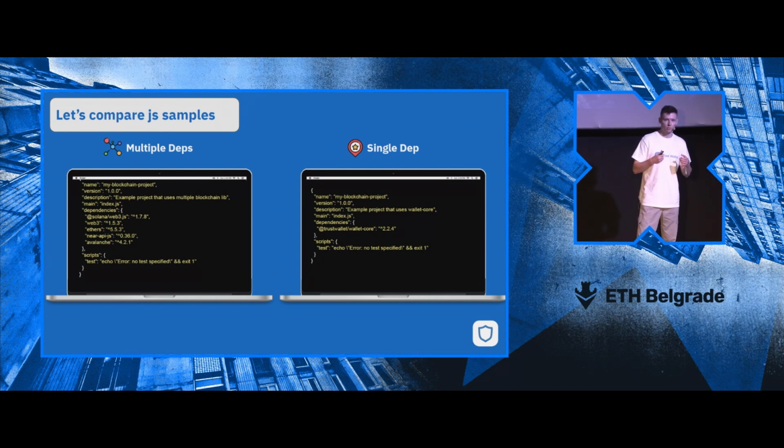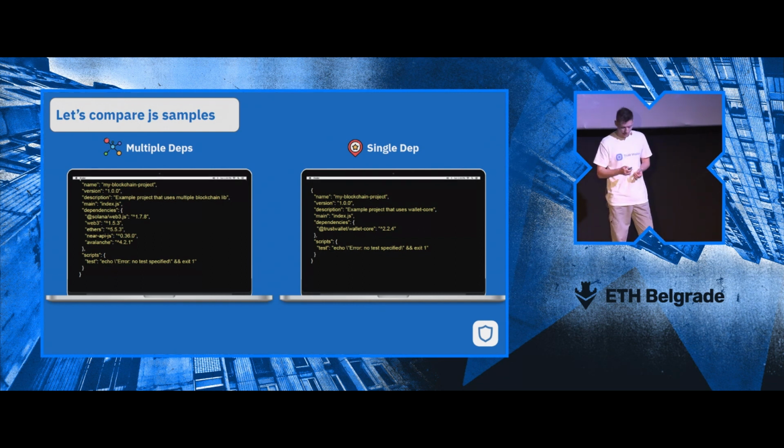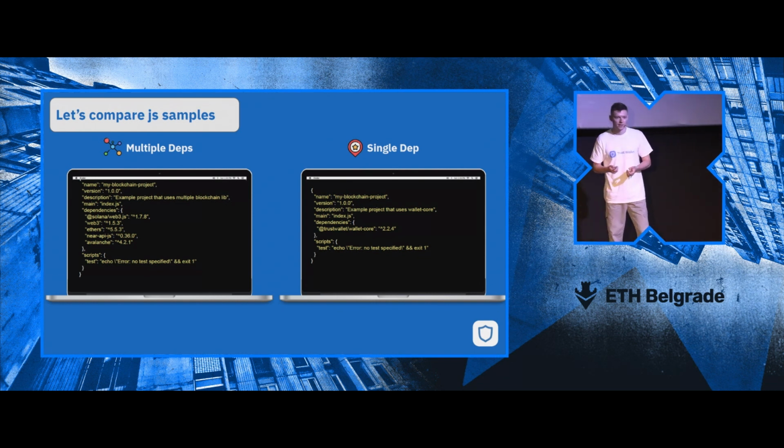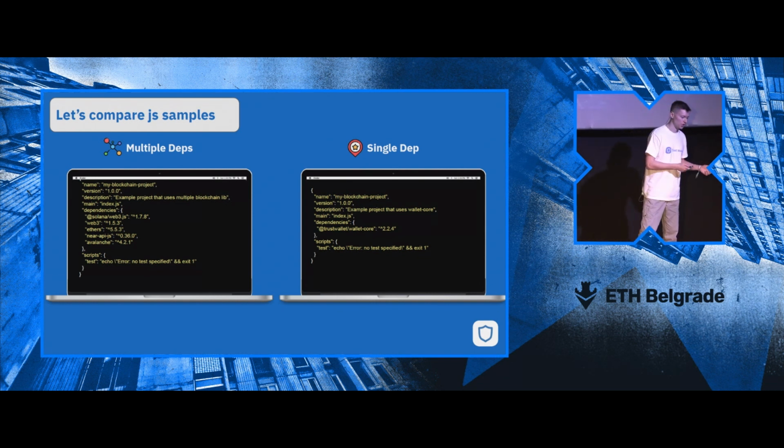So the developer team needs to find a proper library to work with the new blockchain and to figure out how to use the API of the library and how to integrate it into the existing code base. On the other hand, we have only one Wallet Core dependency that is completely enough to work with all of these blockchains and not limited to them.